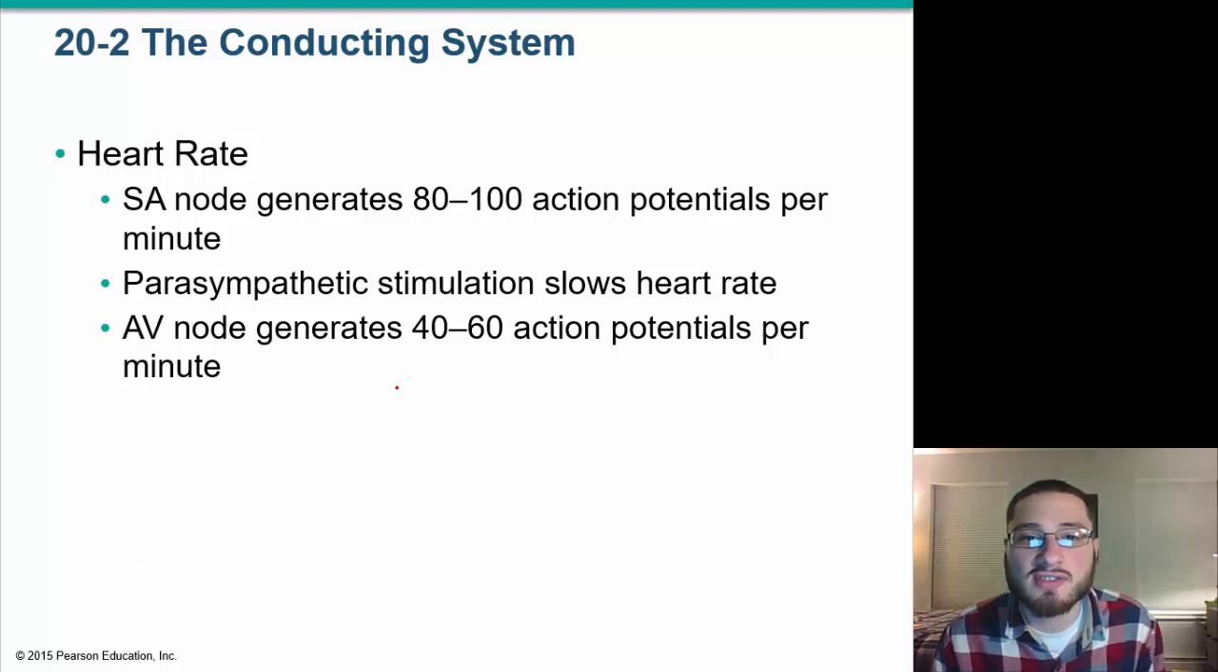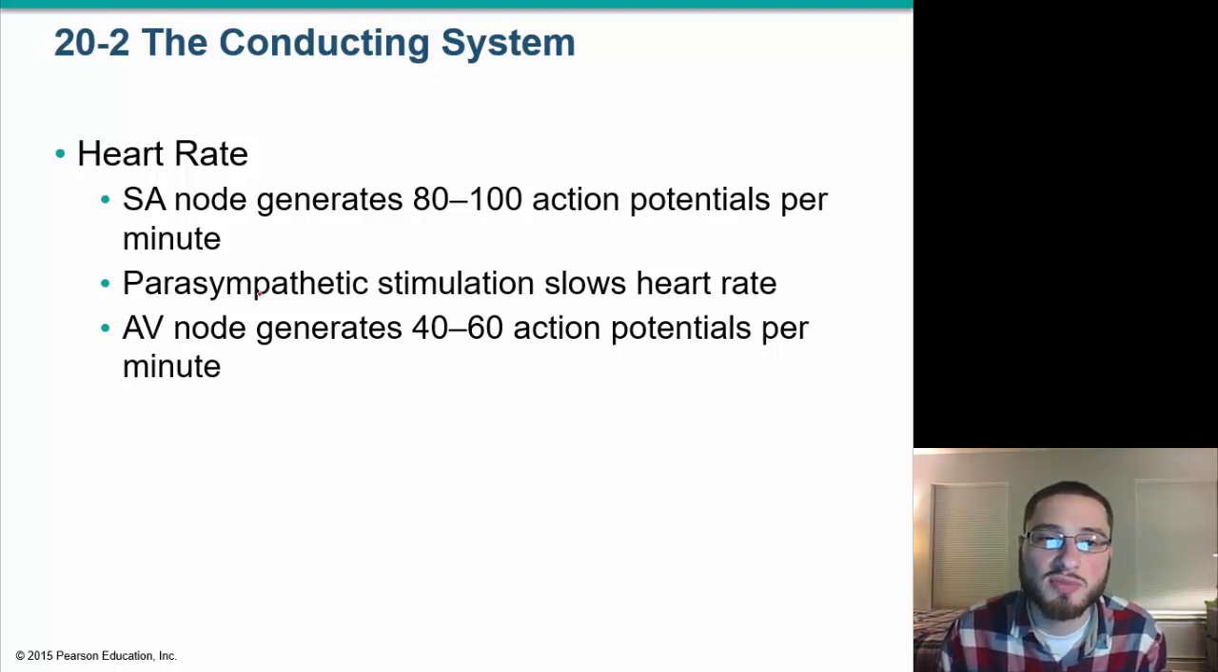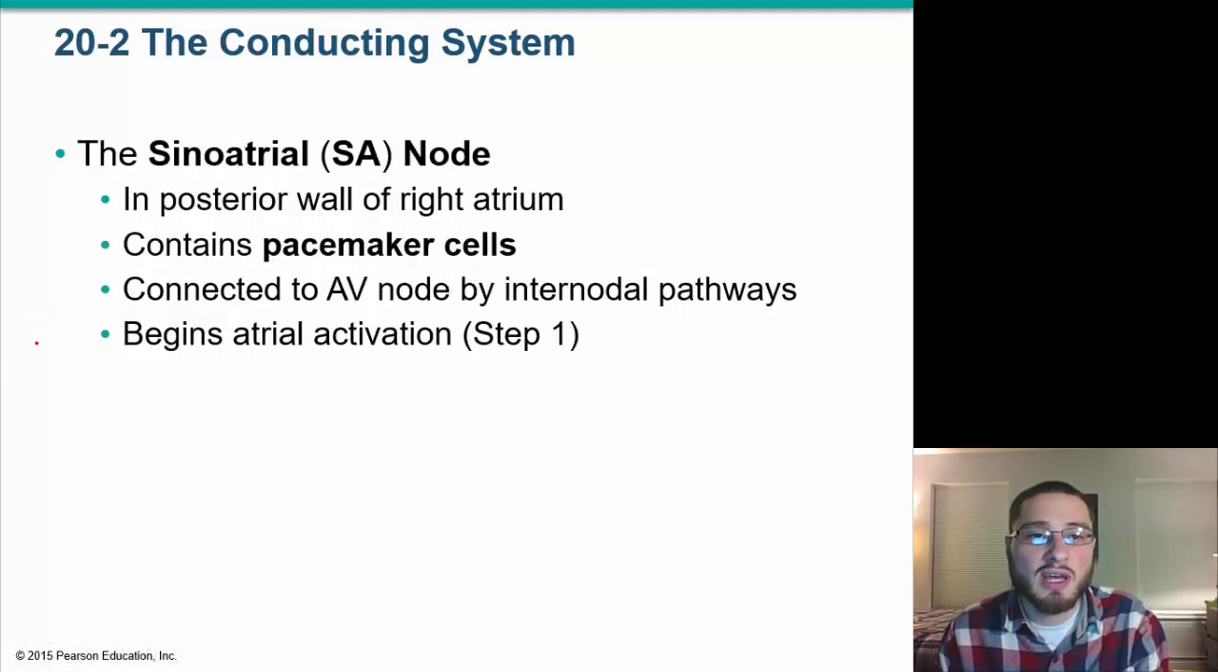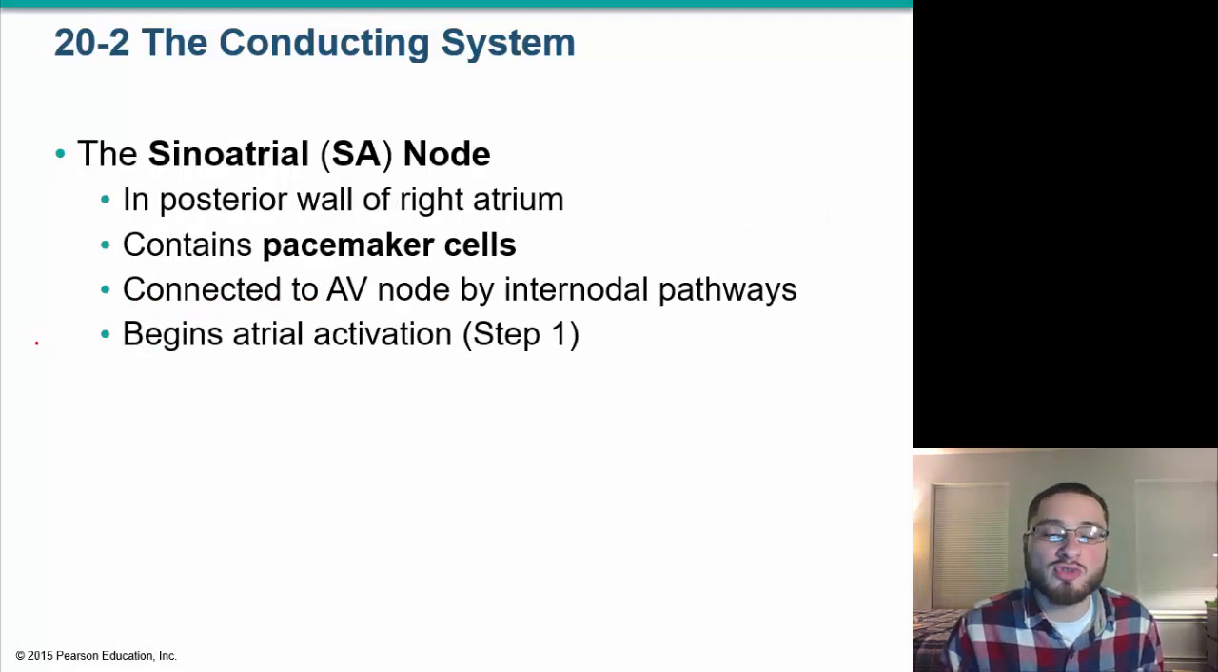So the SA node generates 80 to 100 action potentials per minute, and that parasympathetic influence, we talked about that parasympathetic influence from the brain, right, from that medulla oblongata, is going to slow the heart rate. The AV node generates about 40 to 60 action potentials per minute. That is why the medulla oblongata is so important, because of that parasympathetic influence on the heart rate.